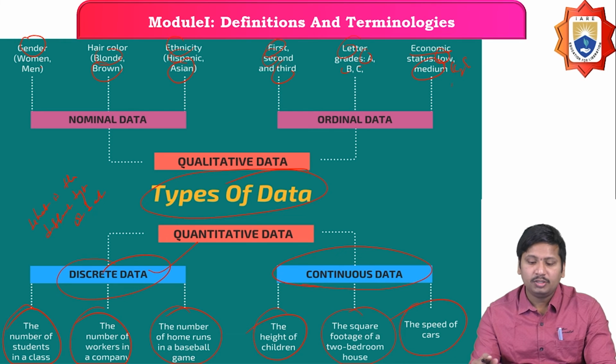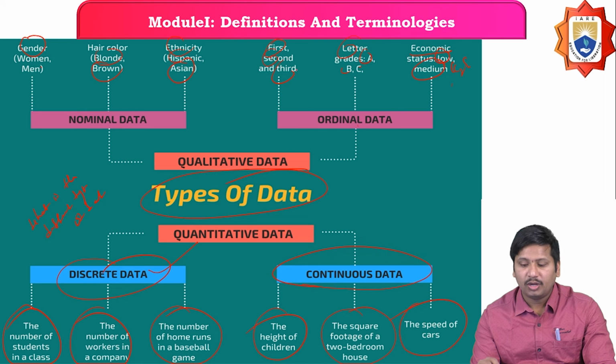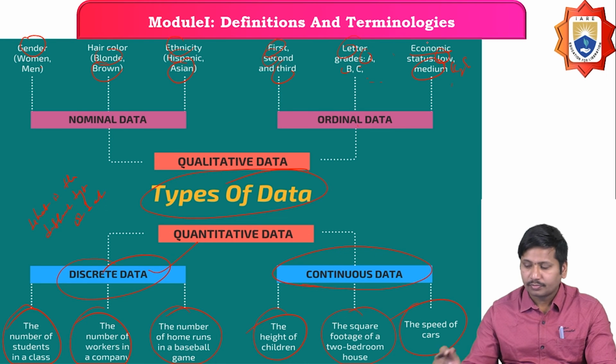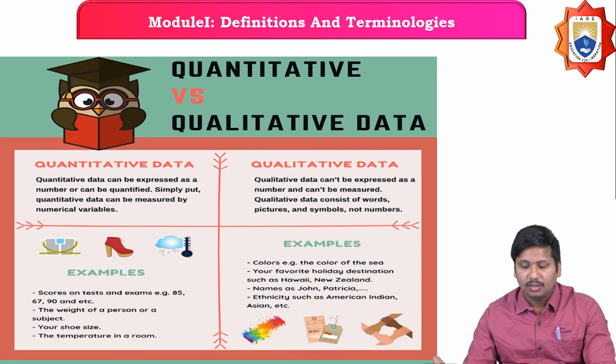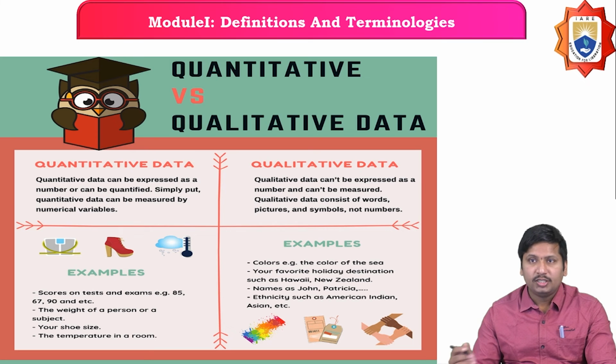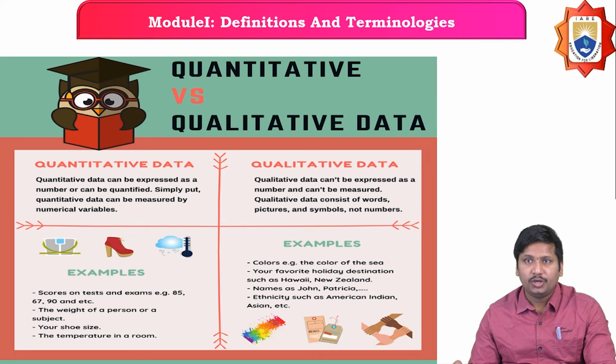So that is the difference between nominal and ordinal. Nominal means gender, color, and ordinal means where there is continuity, so first, second, and then third, and letters like A, B, C. These are the questions that may come: what are the different types of data, what are the different types of qualitative data, and what are the different types of quantitative data? And the next question is what is the difference between quantitative data and qualitative data. That is another question.